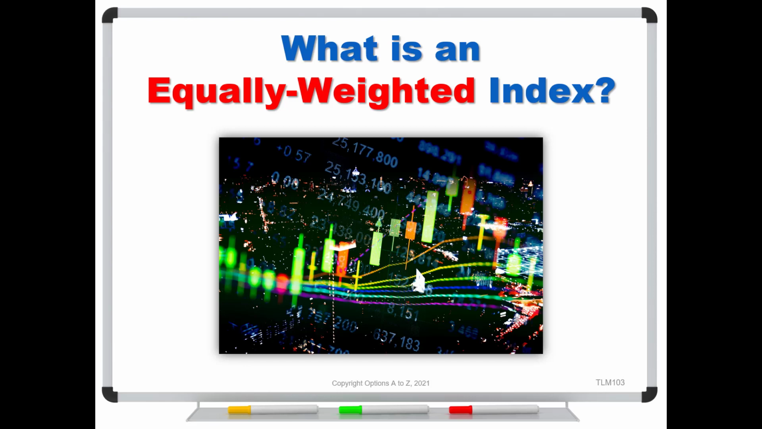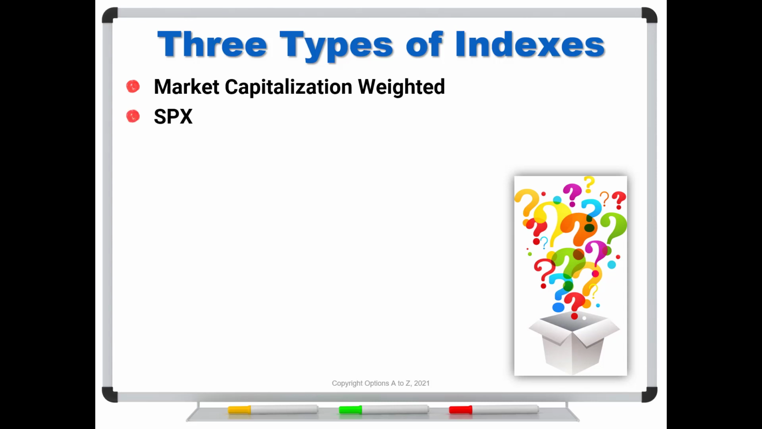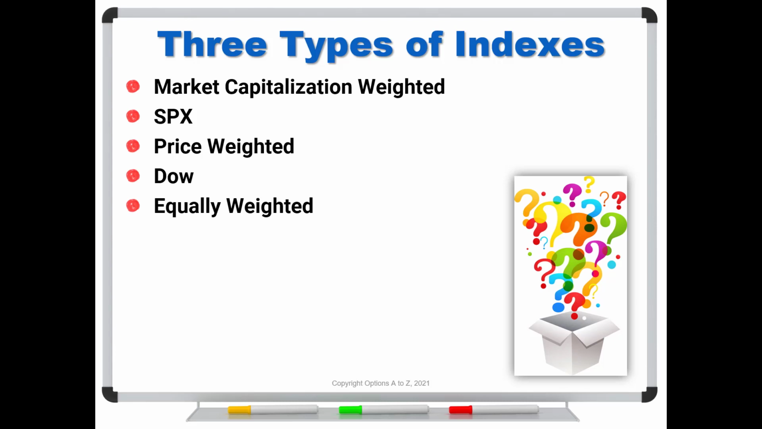Well, there are really three basic types of indexes that you'll see in the markets. There's one that's called a market capitalization weighted or market cap weighted, sometimes called a market value weighted index. This would be, for instance, like the S&P 500. There's also what's called a price weighted index, such as the Dow. And then we have the equally weighted index.